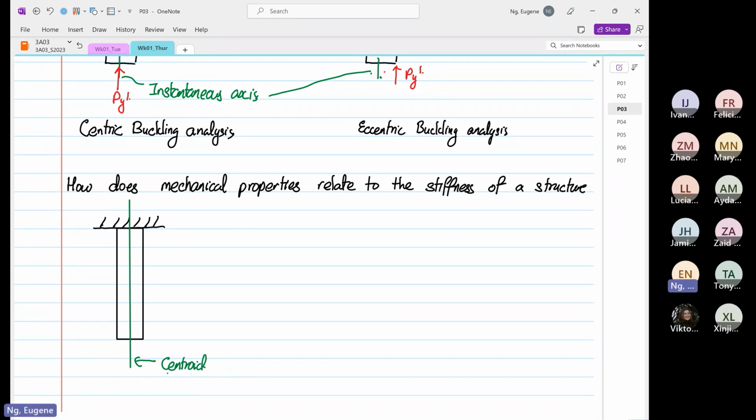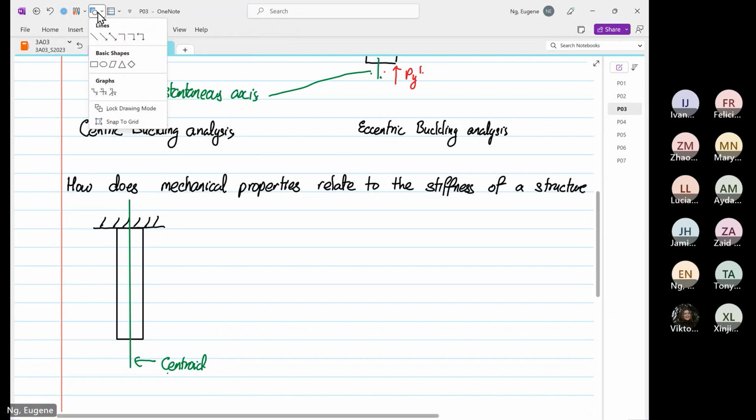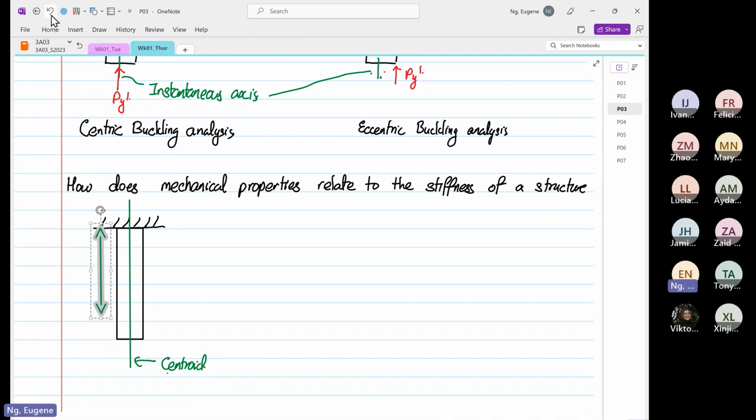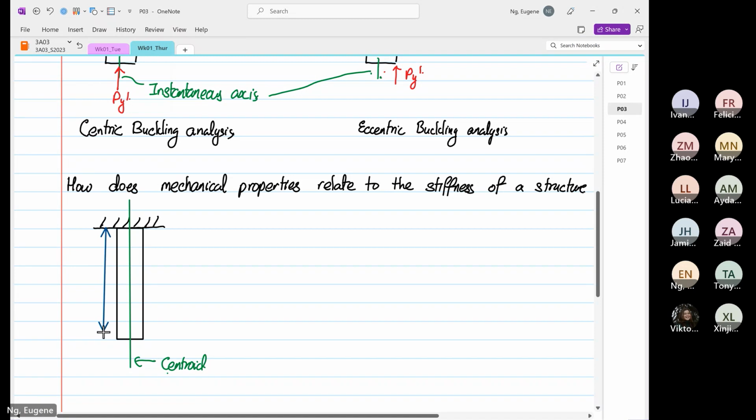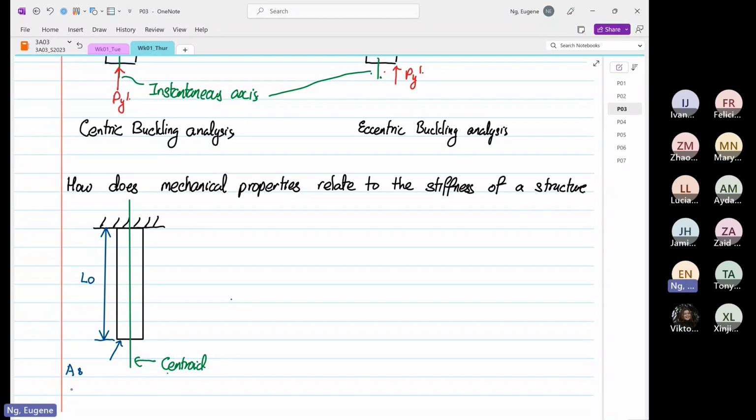Then over here, we know that on this structure, we have our length. Over here, this is our L naught. And over here, we have our A. A is defined as our cross sectional area. Now if we have a load applied on the centroid or instantaneous axis, what will happen is we will have a compression.